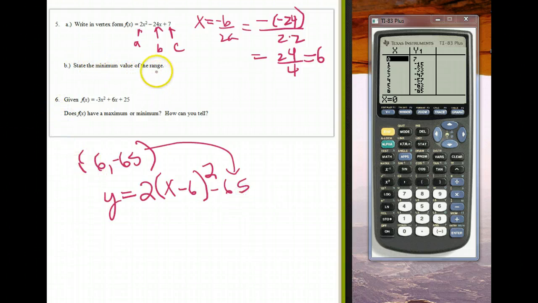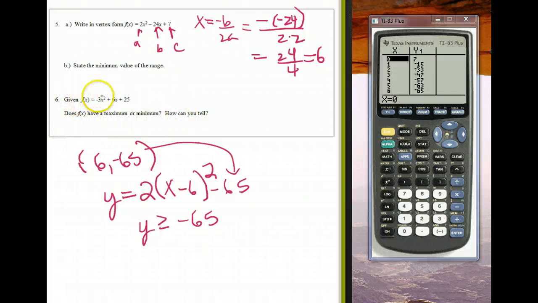State the minimum value of the range, and that's easy. All you're going to do is take your y value, which in this case is negative 65. Since this thing is pointing up, that means all the y values are greater than or equal to negative 65, because all the values are bigger than that in the graph.